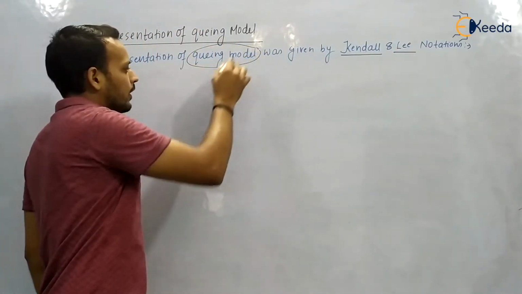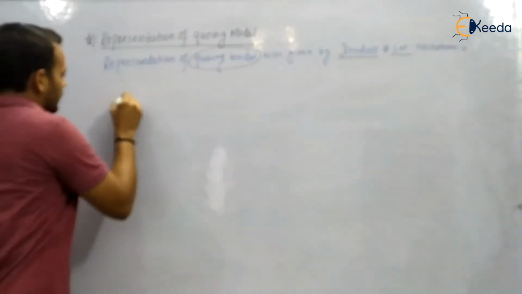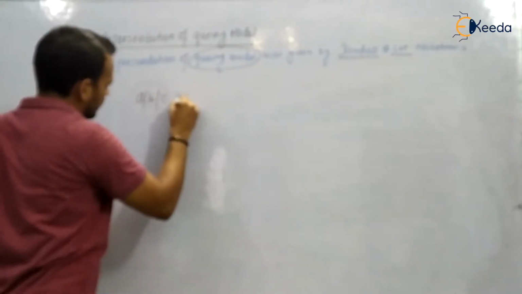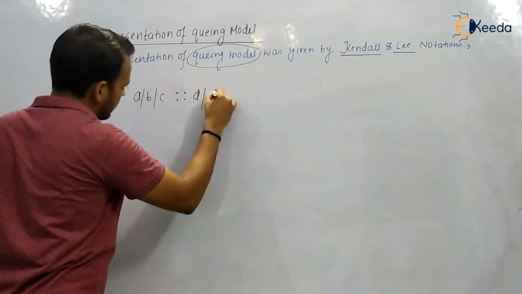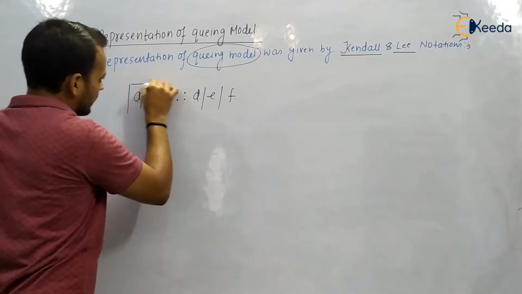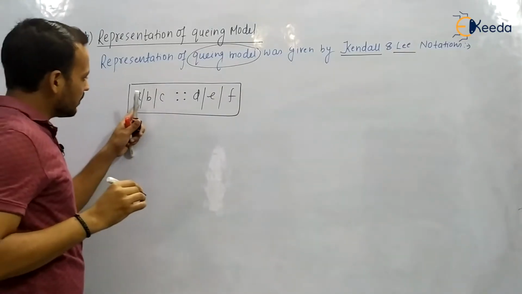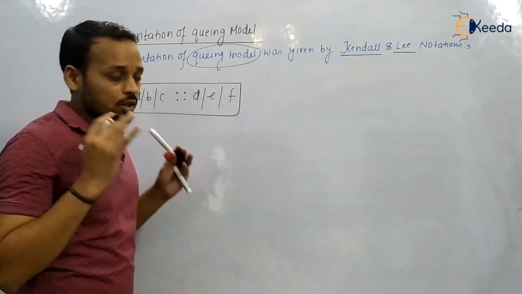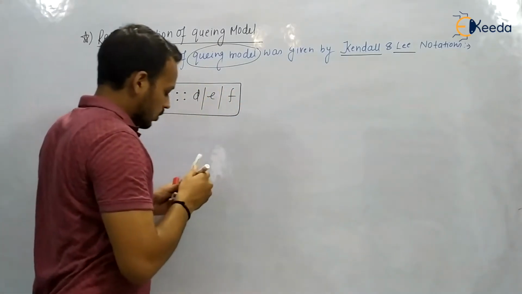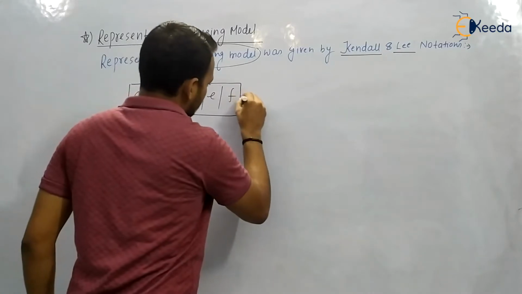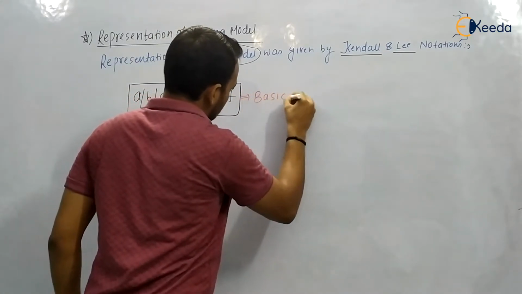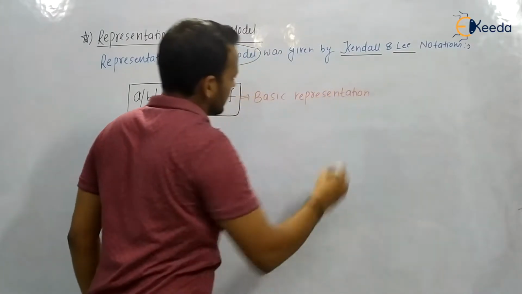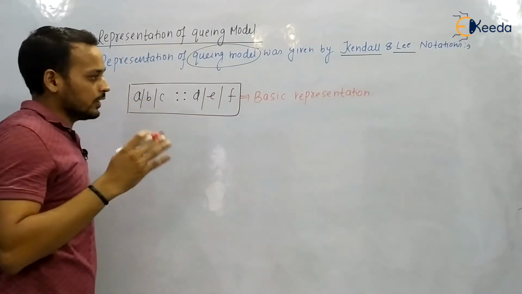The general form is written A/B/C : D/E/F. So the basic representation is given in this form, where each of the letters A, B, C has its own meaning or significance.